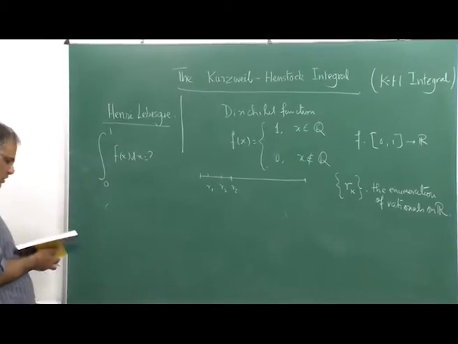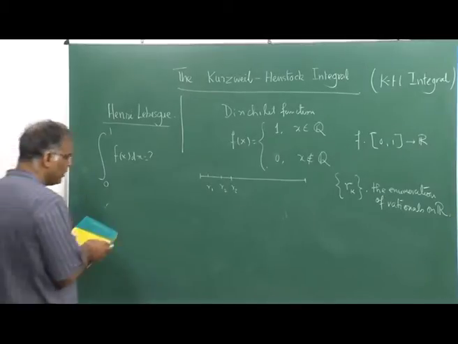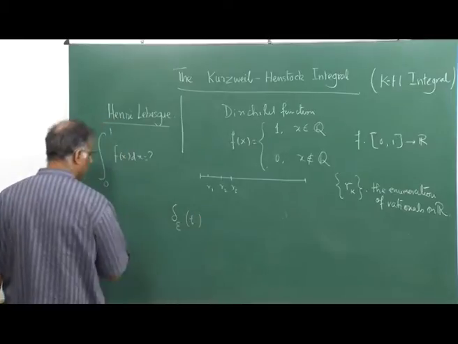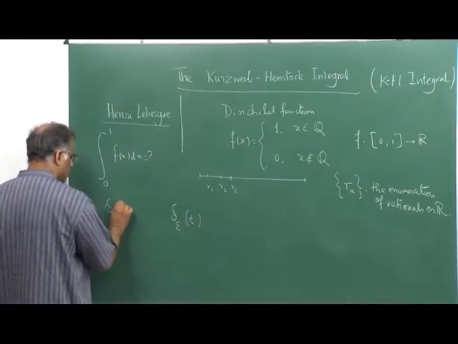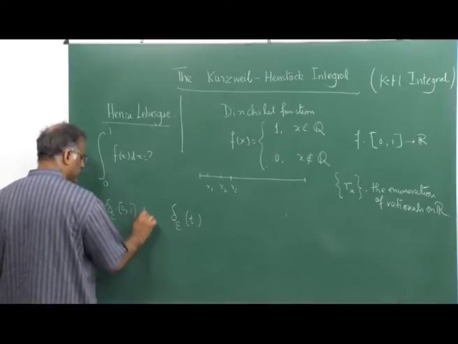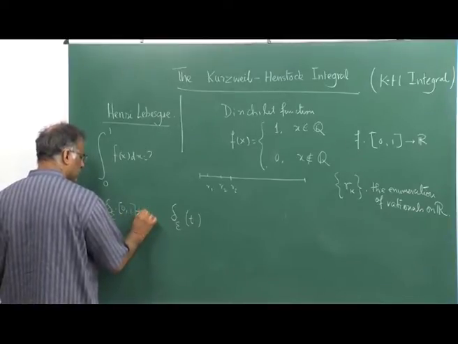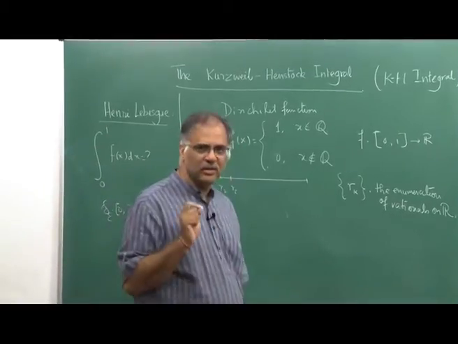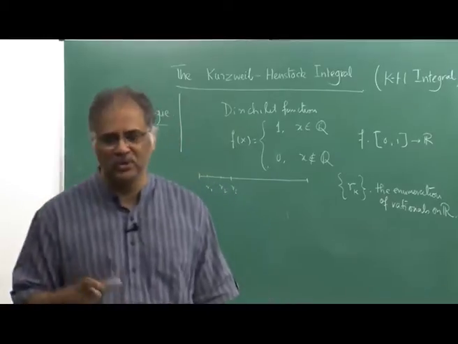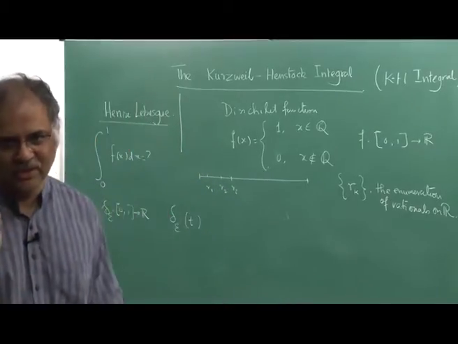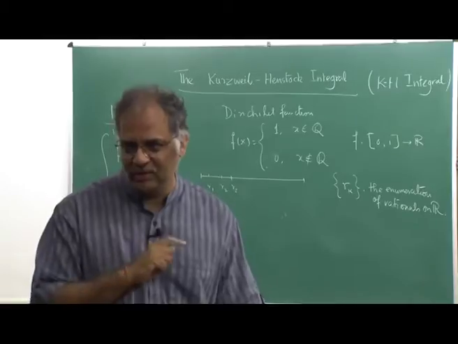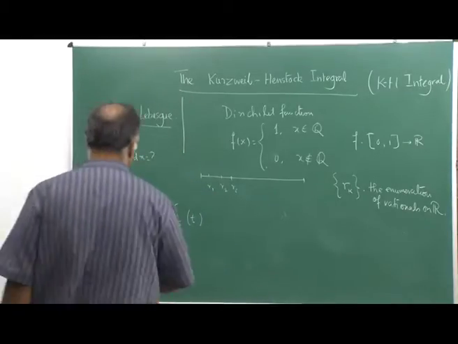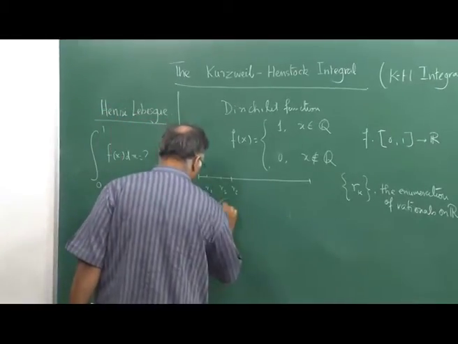So, you know that this is not Riemann integrable. So now you define a gauge functional on [0,1] to R in this way. Whenever you tag an irrational, the functional value would be 0. So that interval is useless, whether you control it or not is of no meaning. Only the rational one has to be controlled. So, you define this as the following.